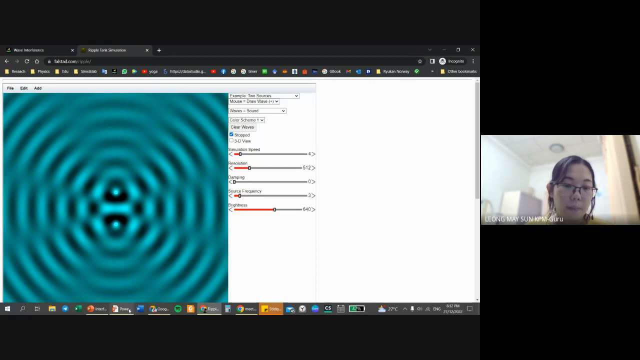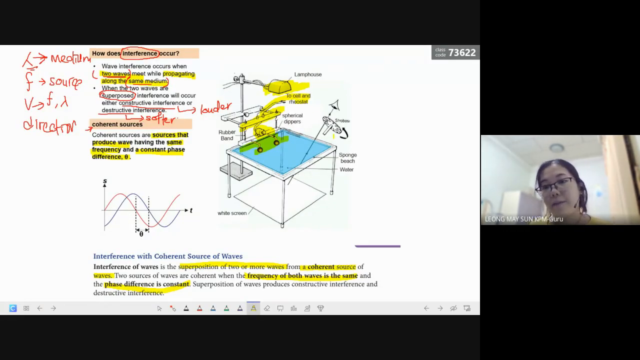Now, we have a stroboscope over here. Please do take note. Stroboscope, if I'm not wrong, it's not written inside the textbook. Stroboscope, stroboscope. A stroboscope's main function is actually to freeze a moving object.